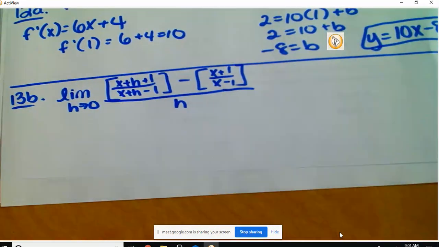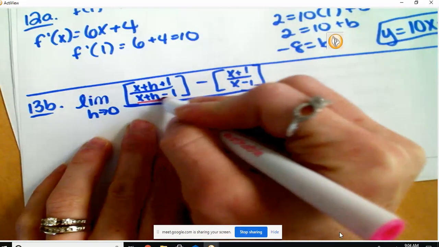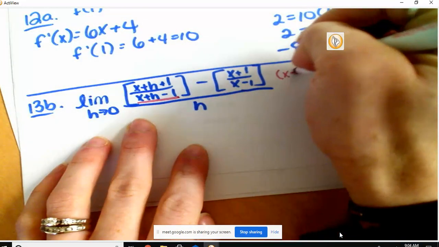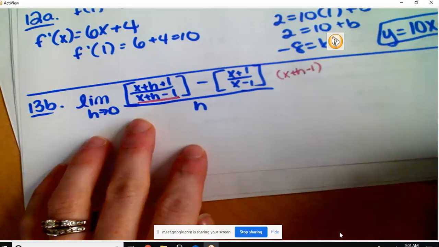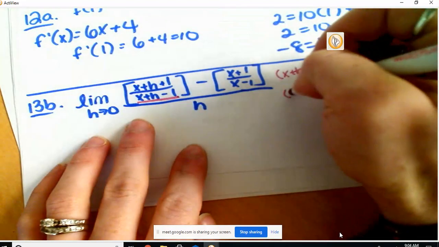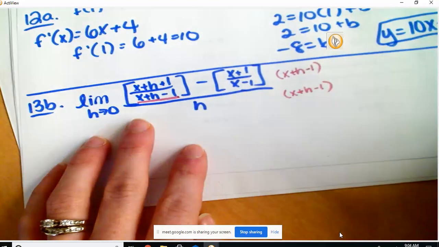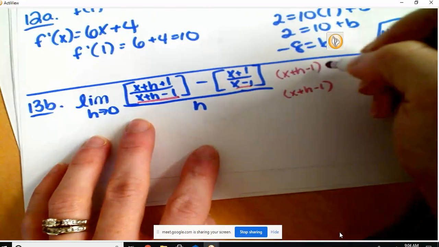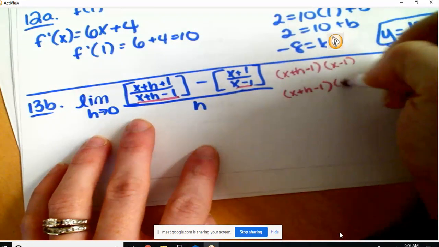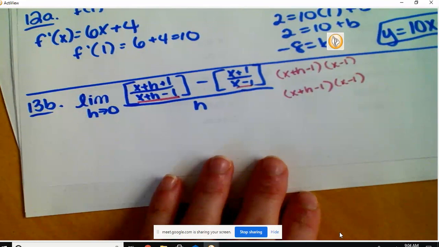Now we have to start cleaning this mess up. I know a lot of you were looking at my answer key and asked me how I did what I did. So I wanted to get rid of the fraction within a fraction. So I said, well, if I'm going to cancel this first denominator, I would have to multiply by x plus h minus 1. But you can't change your problem. So if you multiply it on the top, you have to do the same thing on the bottom. To cancel this one, we need an x minus 1. So I multiplied by x minus 1 on top and bottom as well.